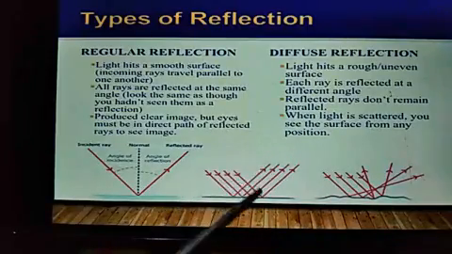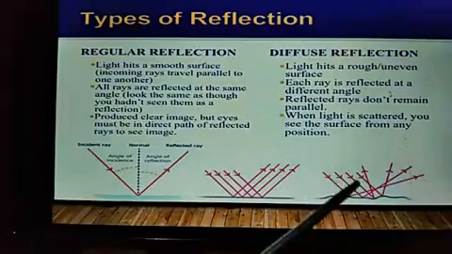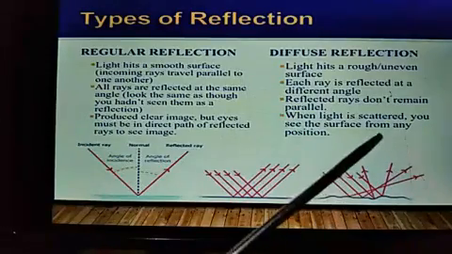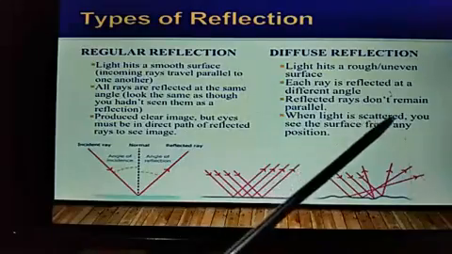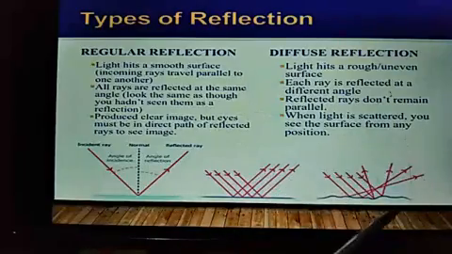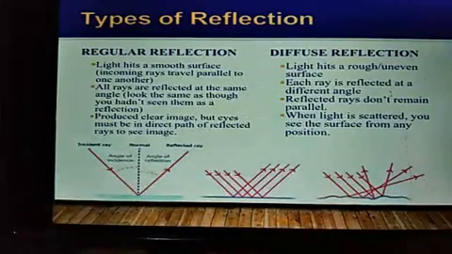Here you can see the reflected rays are also parallel because the incident rays are parallel. But here only the incident rays are parallel and the reflected rays don't remain parallel. When light is scattered, you can see the surface from any position. Now when light is scattered, no particular image is formed, but you can only see the surface.